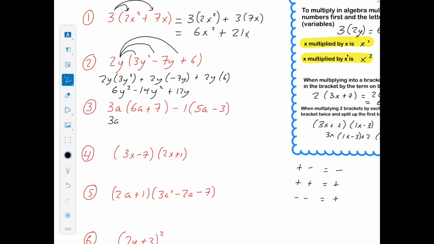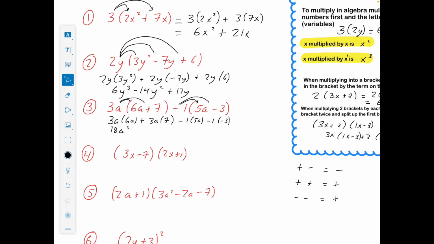Okay, example 3 then. When we have two brackets, we'll just deal with them both separately and then we'll simplify at the end. So we're going to have 3a multiplied by 6a, and then plus 3a multiplied by 7. Then we've minus 1 multiplied by 5a, and then minus 1 again multiplied by minus 3.